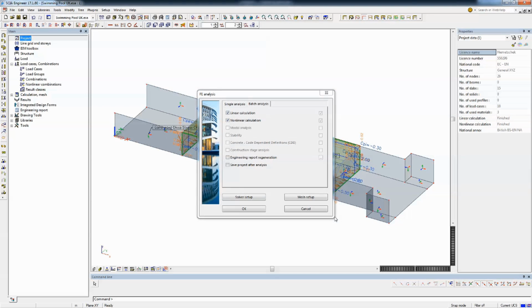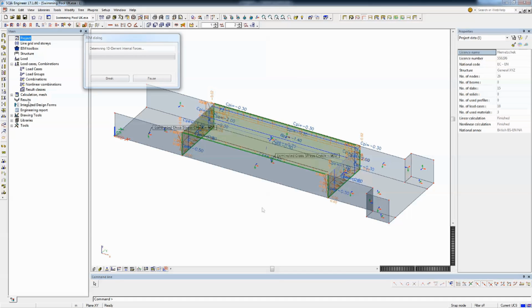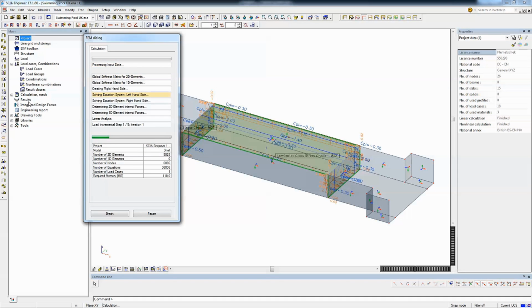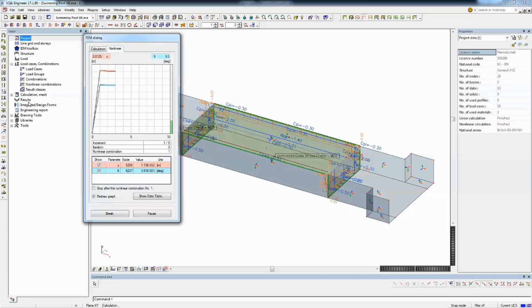Glass is expensive, but still we need to limit the cost a bit. So we need to calculate, if it's possible, closer to the real behavior, of course going through the partial safety factor. So it's a non-linear analysis performed by SCIA Engineer.